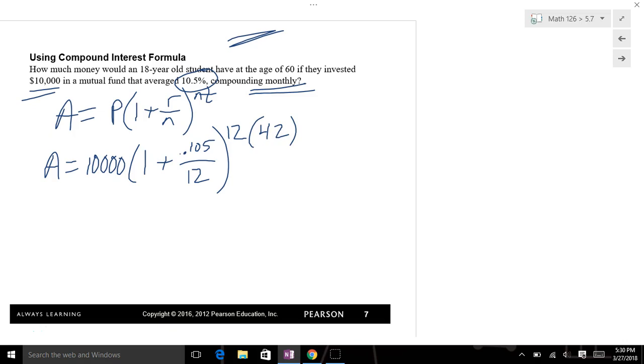So you're going to end up with, you've got to punch this in. Do it inside out, right? Make sure you do the old please excuse my dear Aunt Sally order of operations. So I'm going to go 0.105 divided by 12, which is 0.00875.